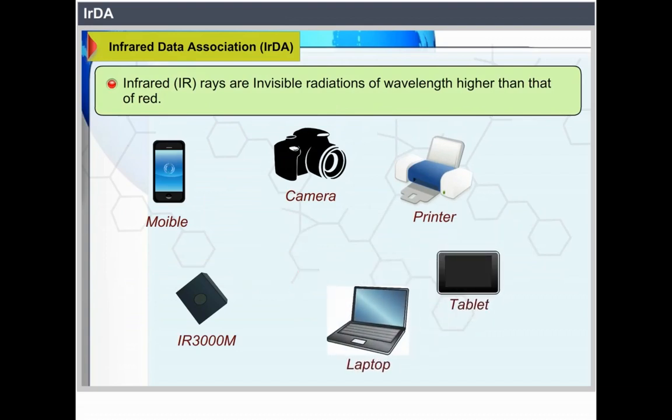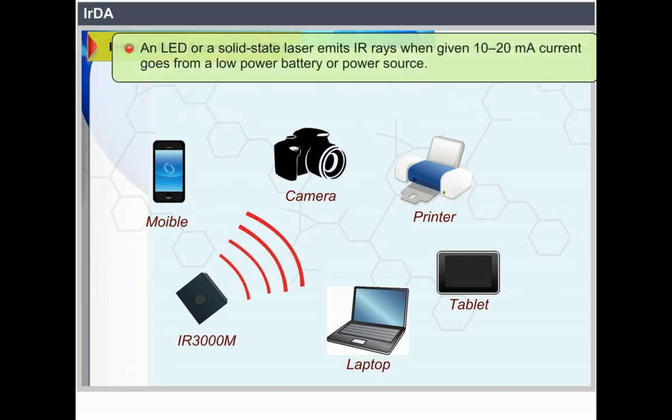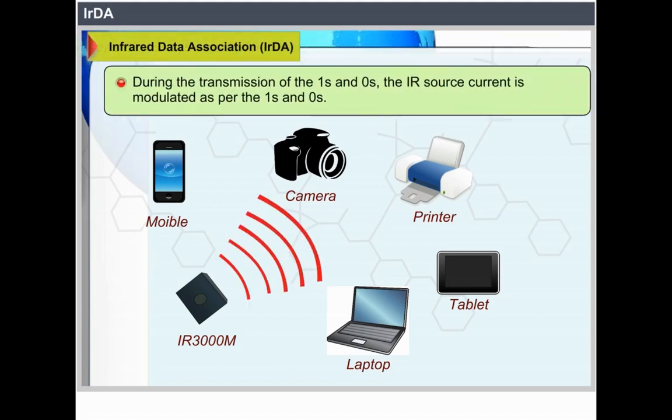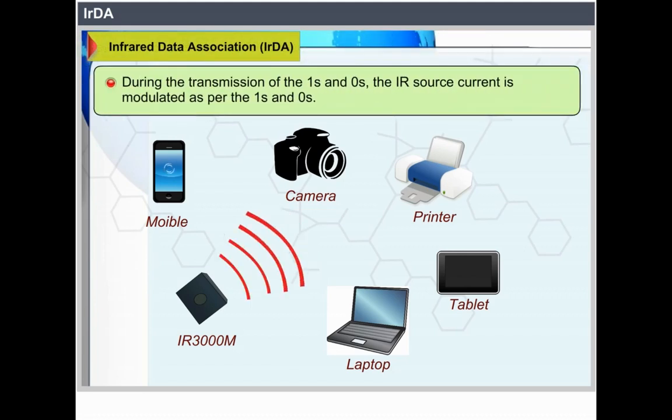Infrared rays are invisible radiations of wavelength higher than that of red. An LED or a solid-state laser emits IR rays when given 10 to 20 mA current from a low-power battery or power source. When the ones and zeros are transmitted, the IR source current is modulated as per the ones and zeros.